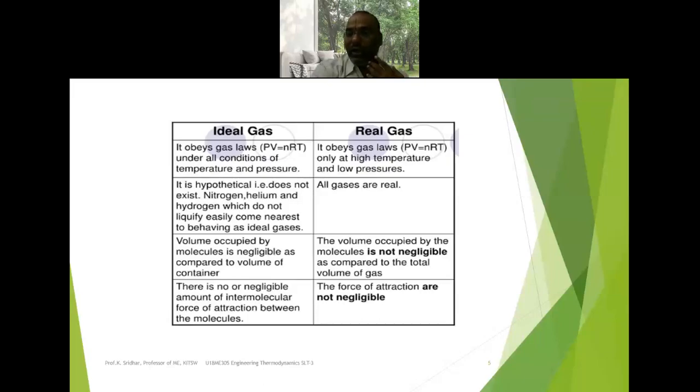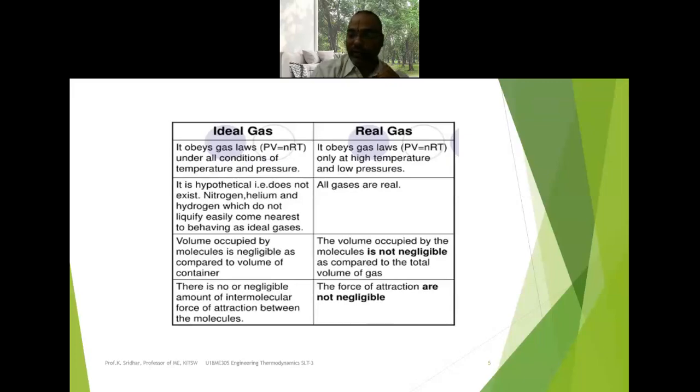And the next one is, all gases are real. Just now I told you like this. Another important point is that the volume occupied by the molecules is negligible as compared to the volume of the container. That is, as compared to the total volume of the container, we are neglecting the volume occupied by each and every individual molecule in the ideal gas concept. But when we come to the real gas concept, each individual molecule will definitely occupy some amount of volume. So the volume is to be considered in the case of real gases.